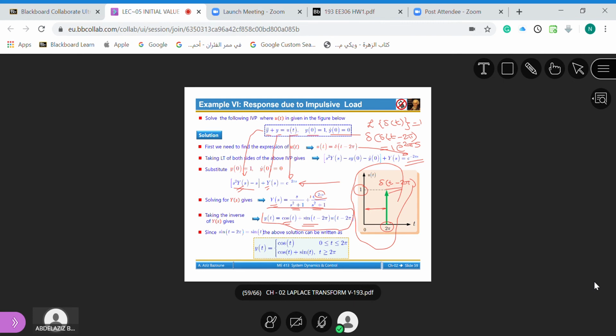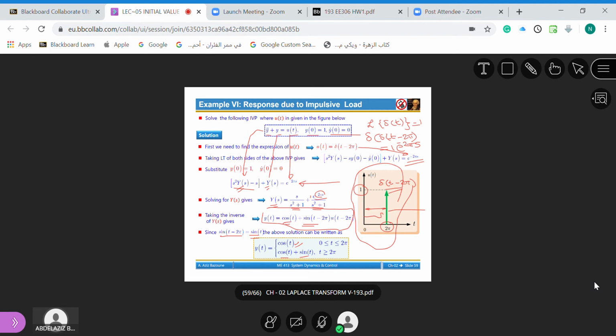Or since sin(t - 2 pi) is the same as sin t, you can write it either like this. y of t is cosine t from 0 to 2 pi. So from here to here, the solution will be cosine t. Or when t is greater than 2 pi, the solution will be cosine t plus sine t. So this will be after the time t is equal to 2 pi.